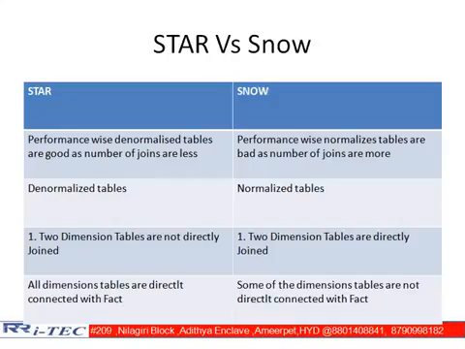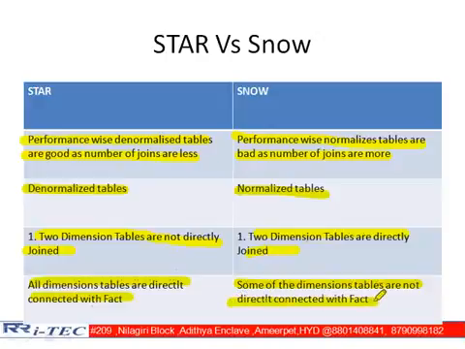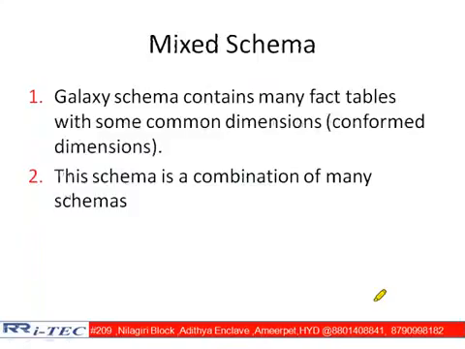Okay, star schema versus snowflake schema. First point here is performance-wise, denormalized tables are good as the number of joins is less. That is the main reason. Performance-wise, normalized tables are bad as the number of joins is more. Denormalized tables we are using here, normalized tables there. In star schema, 2 dimension tables are not directly joined. In snowflake schema, 2 dimension tables are directly joined. In star schema, all dimension tables are directly connected with fact. In snowflake schema, some of the dimension tables are not directly connected with fact. So that is the major difference between star schema and snowflake schema.